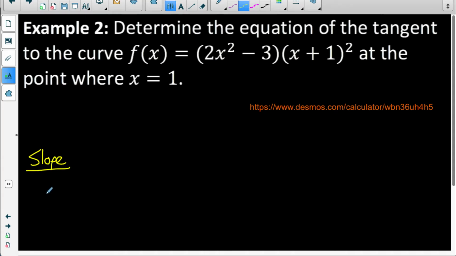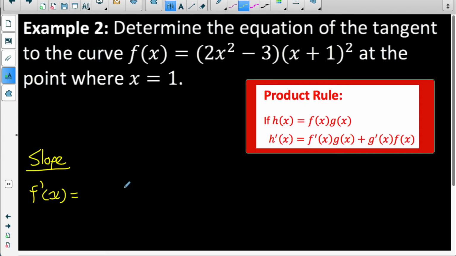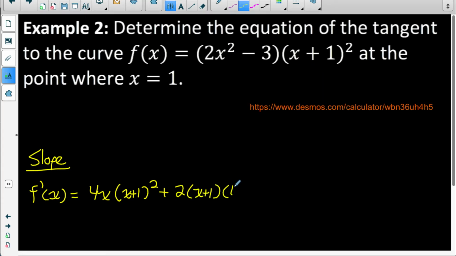So the derivative tells us the slope of the tangent at any point we want, so we're going to need the equation of the derivative. And I'm going to need product rule for that. So derivative of the first function is 4x times the second function, plus derivative of the second function, 2 times (x plus 1), times derivative of the inside based on chain rule, which is actually just 1, times the second function. So that's the derivative.